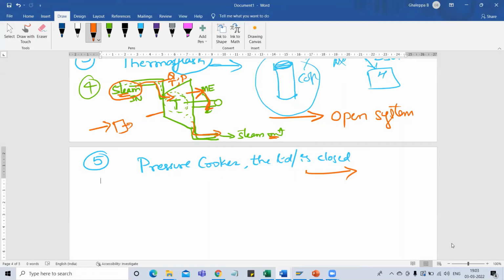There will be only heat exchange, only energy. When the lid piston is closed, a pressure cooker is not used only for cooking purposes. Okay, that you need to understand.